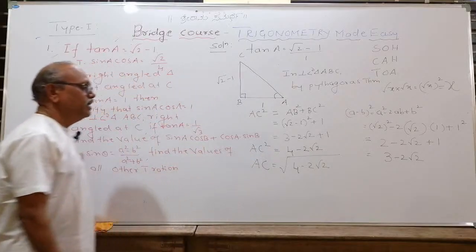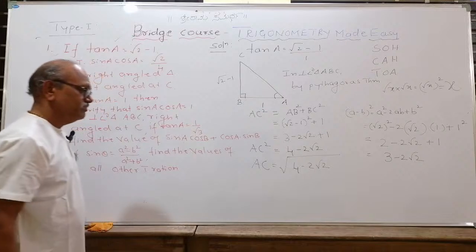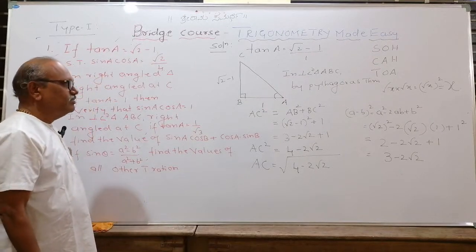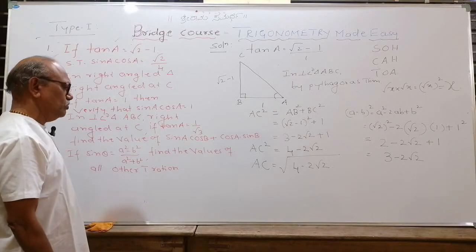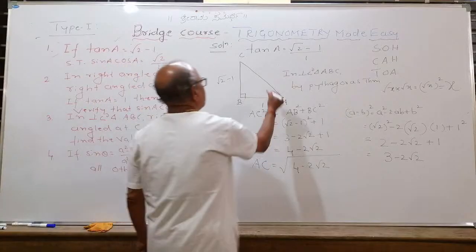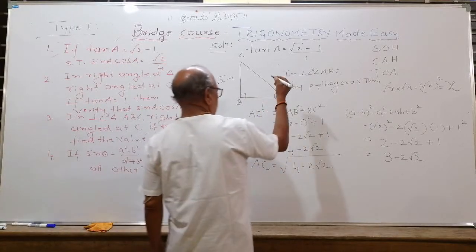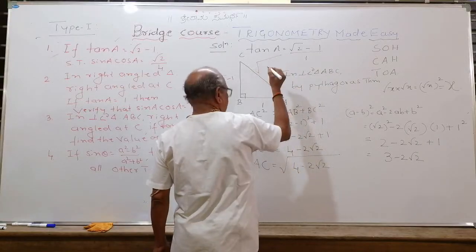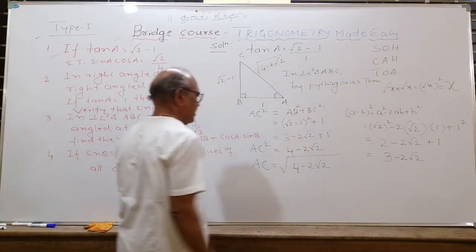How do you do it? Try to express whatever is there in the bracket as a perfect square. How can you do this? AC will be root of 4 minus 2 root 2. For the time being, we'll write it here. Whatever answer comes, we'll write it here.